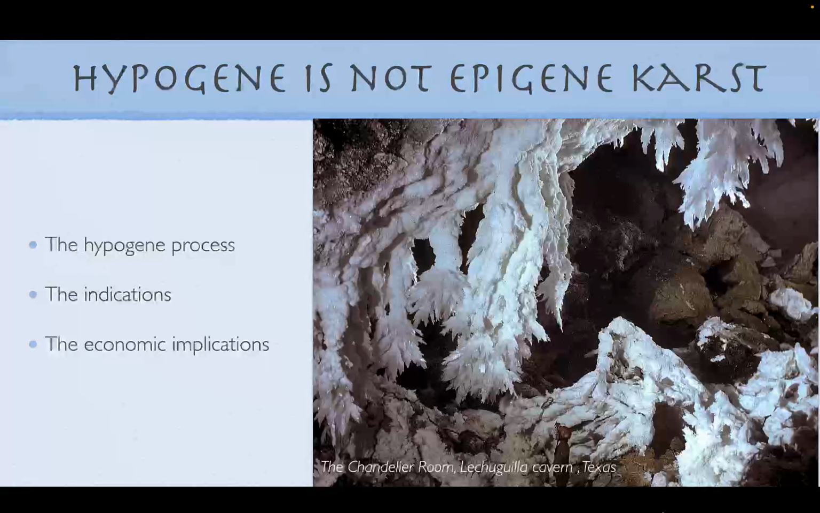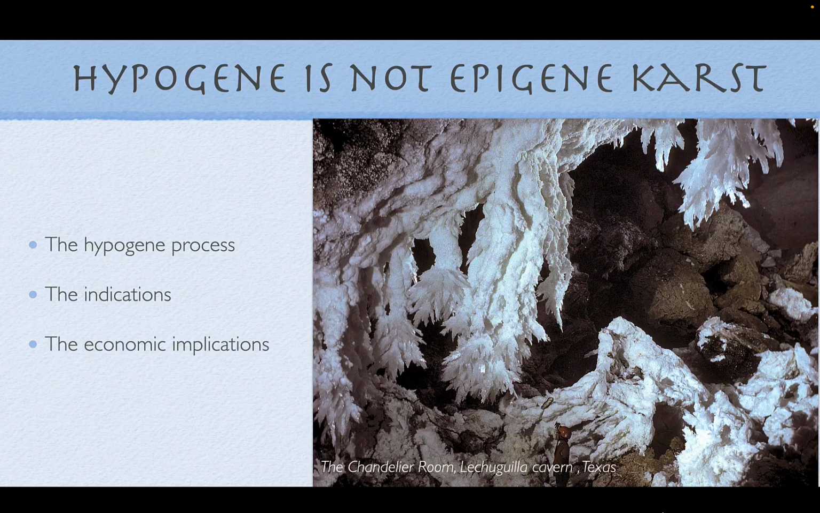In this first chapter, we'll look at the hypogene process and the type of fluids that create hypogene cavities in the subsurface. In the next, we'll look at the indications in terms of morphology and texturing within the hypogene cavities. And in the third and final video chapter, we'll look at the economic implications of the formation of hypogene karst, both in terms of base metal MVTs, Mississippi Valley type deposits, and also in terms of some types of deep formed porosity in hydrocarbon reservoirs.